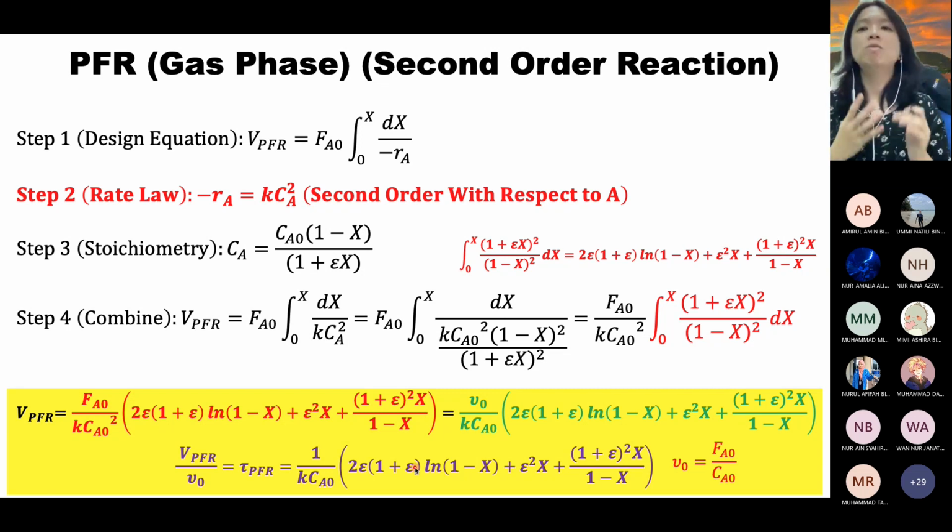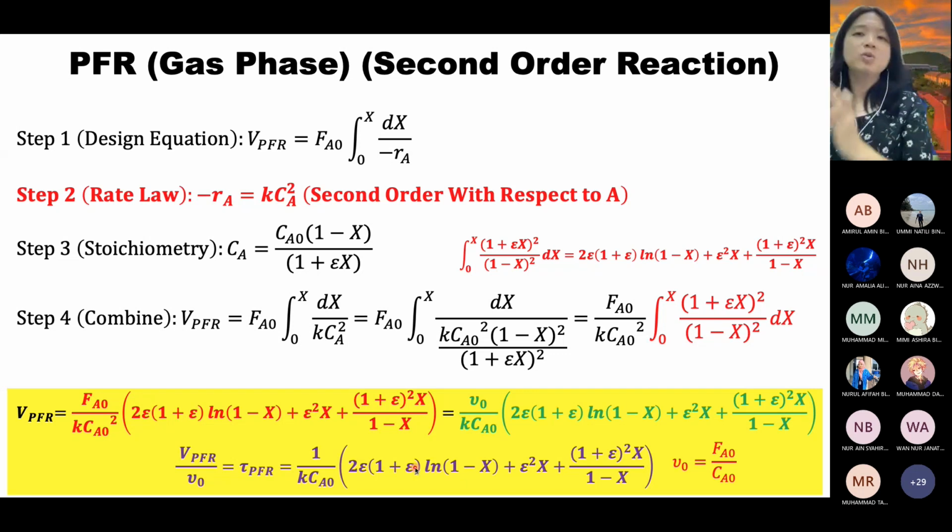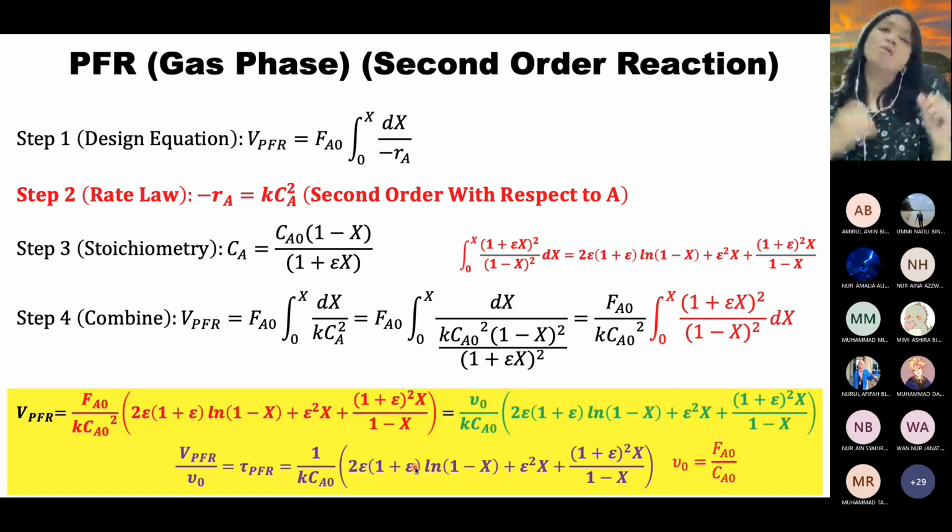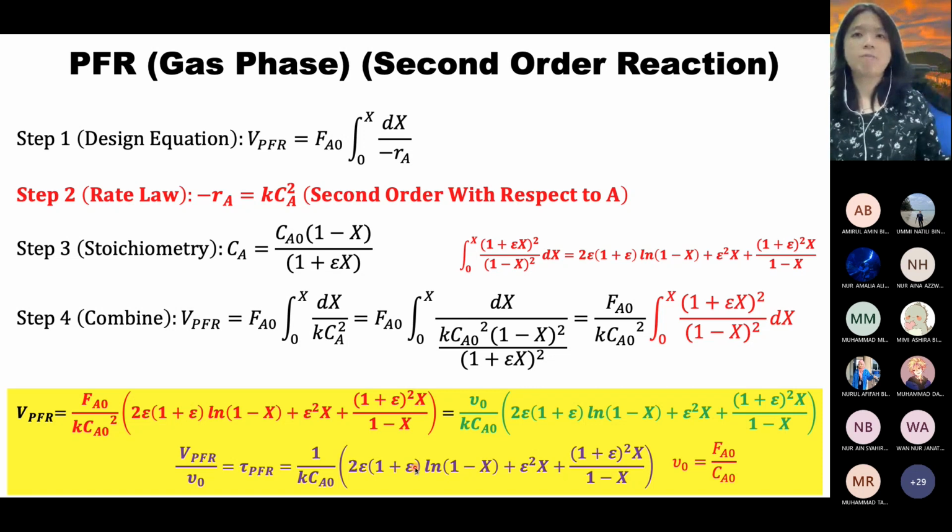Lepas tu equation tu pula ada version FA0 dengan CA0 kalau diberi. Version kedua kalau diberi epsilon naught. Version ketiga kalau kita nak cari space time. Version pertama, kedua untuk cari volume. Version ketiga untuk mencari space time. So that's the challenge in the design equation, right?